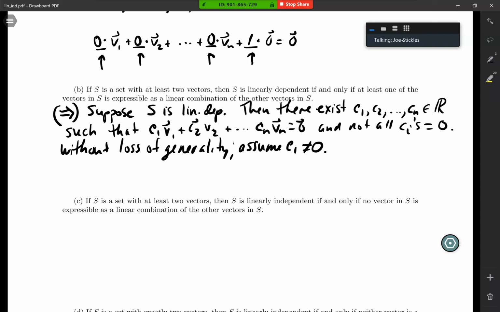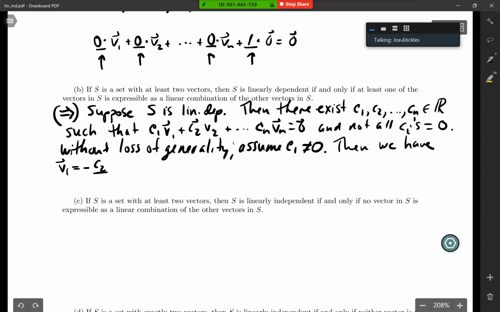Okay, I want to show that one of the vectors is a linear combination of the others, so I'm going to show that V1 actually is a linear combination of the other ones. The whole reason why I needed to assume that this particular constant was not 0 is because I want to get this V1 all by itself if I'm going to show that the vector is expressible as a linear combination of the other ones. To get this one by itself, I've got to divide by C1, and I can't divide by C1 if it's 0. So just to finish this off then, we have that V1 is equal to, well, let's just think about what happens when we move it to the other side.